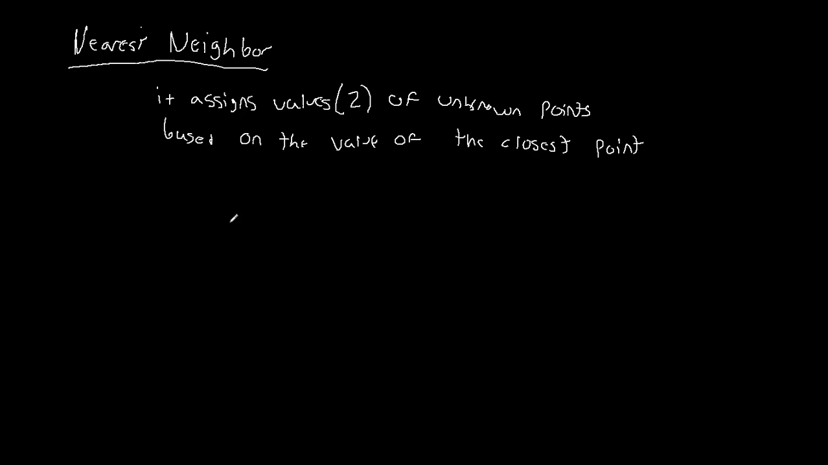So we're going to go through an example in the next video, but I just want to quickly diagram out what I'm saying here. Let's say we have a point here, we have a point here, and we have another point way over here. And we have, say, 4, 5, and 6 as the values. And then we have this unknown point right here. This is our unknown point.